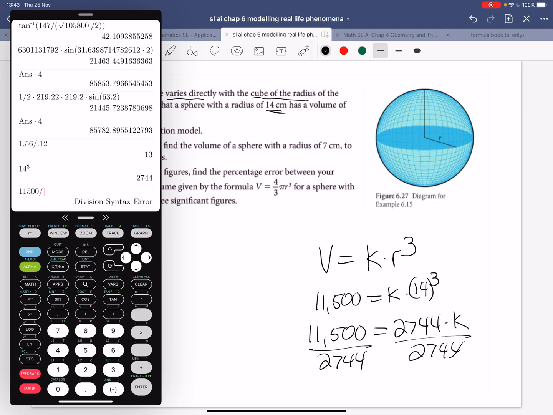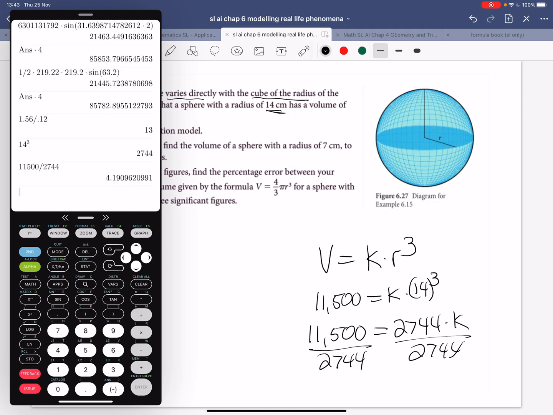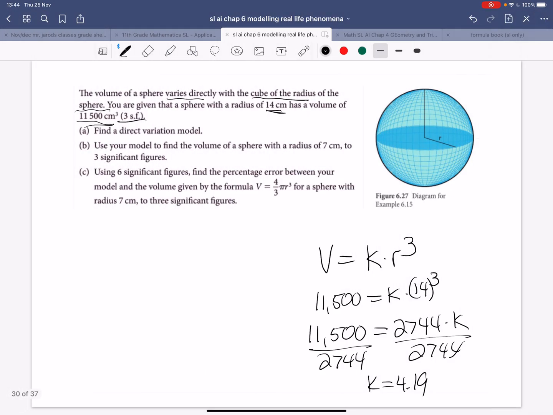11,500 divided by 2,744 gives us 4.19. K equals 4.19. Okay, find a direct variation model. So this is going to be y equals 4.19 times r cubed.